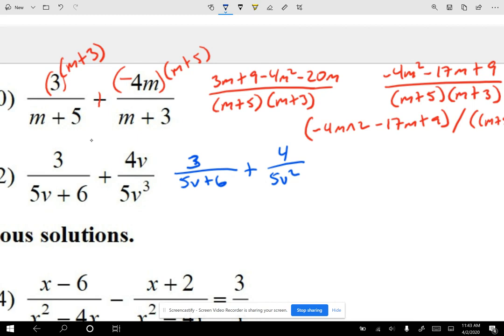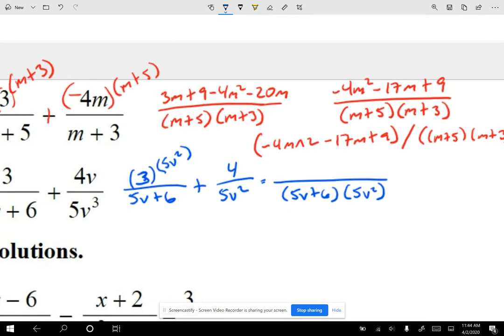Now let's think of the LCD. My least common denominator, I must have a 5v plus 6, and I must have a 5v squared. From the two parentheses that I need to have, from the first fraction, I have the 5v plus 6. However, I need to multiply the top by 5v squared. The second fraction, I have the 5v squared, so let me multiply by 5v plus 6.